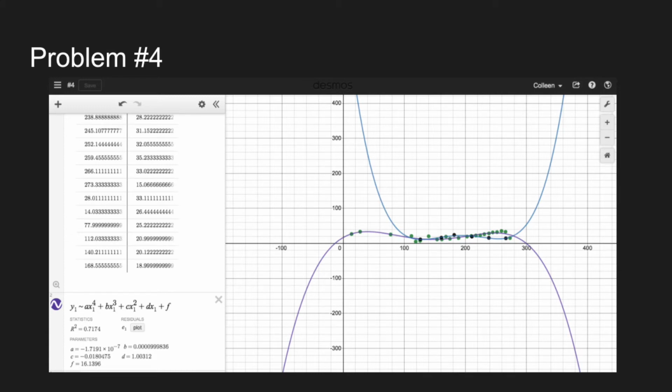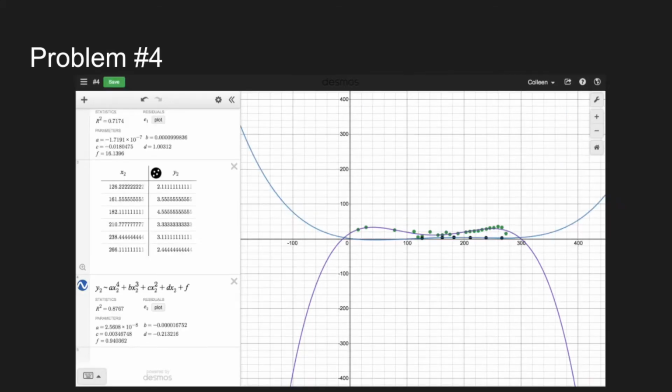In this picture specifically, you can see the equation that we used to find the fetus in a polynomial of degree 4. This image shows the numbers and the equation that we used for the placenta, and the blue line represents the fetus and the purple line represents the placenta.